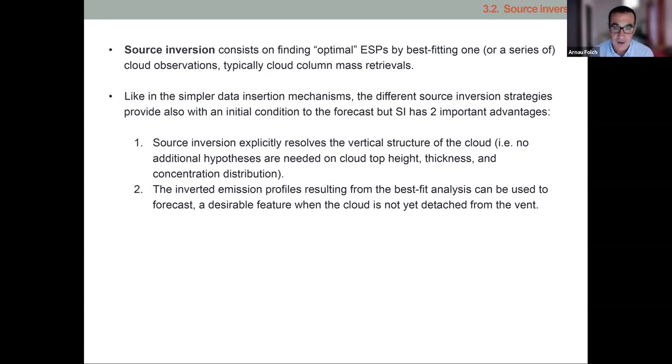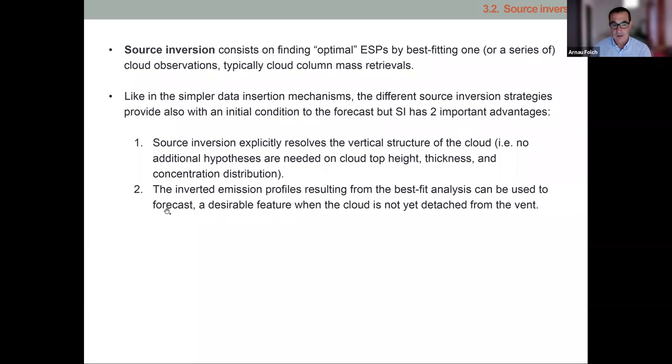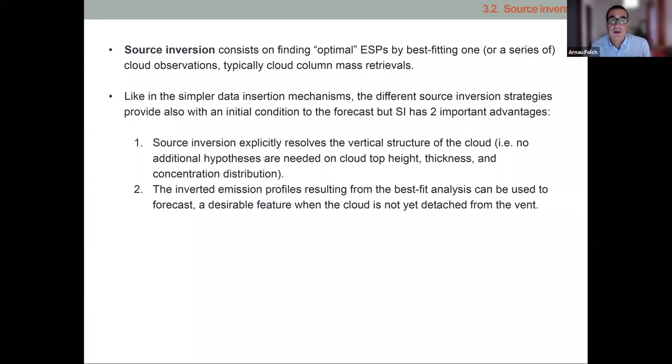But the source inversion also has a second additional advantage: because we invert for the emission profiles, then we already have them. And then they can be used to forecast in the future, okay? So if, when we do this inversion, the eruption has not finished yet, we already have the emission profiles, and if we assume that they will be the same in the future, we can integrate forward in time the model and use these 3D emission profiles at the volcano to do the forecast.